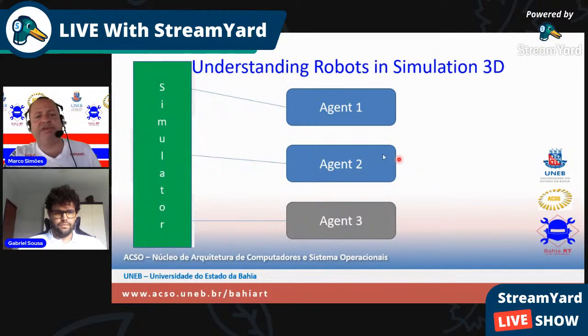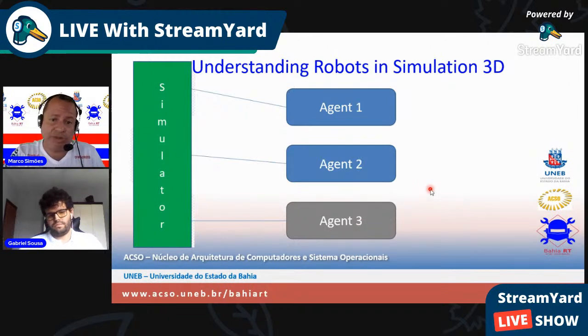You can decide if you want your team to be composed of homogeneous agents. That means each agent has the same code, the same binary code, the same executable file, or you can also develop different agents, different binary files, different executable files. For example, agent 3 here may be a different binary, different file than agents 2 and 1.